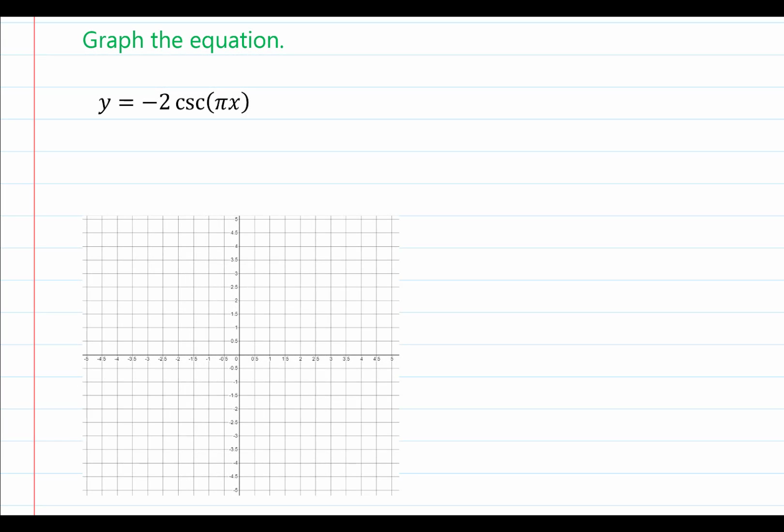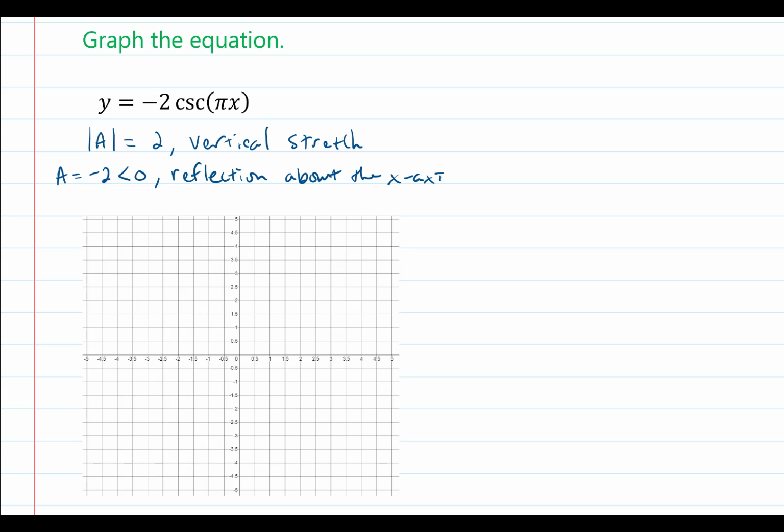We are now going to use this information to graph the equation y equals negative 2 times the cosecant of pi times x. First, we'll start with any vertical stretch or compression. Because the absolute value of a is equal to positive 2, this represents a vertical stretch by a factor of 2. Because a is equal to negative 2, which is less than 0, what we know is that there is going to be a reflection about the x-axis.